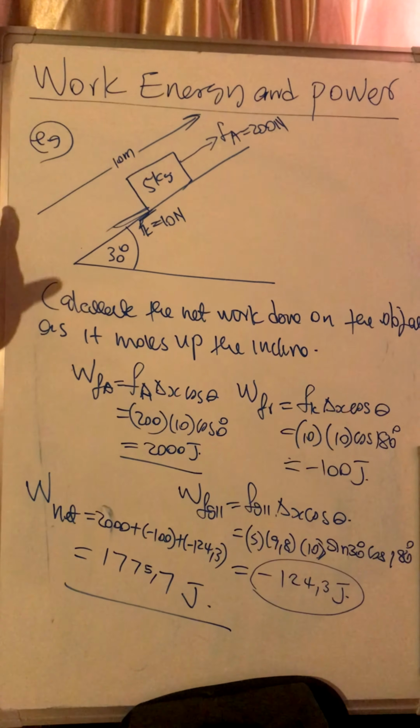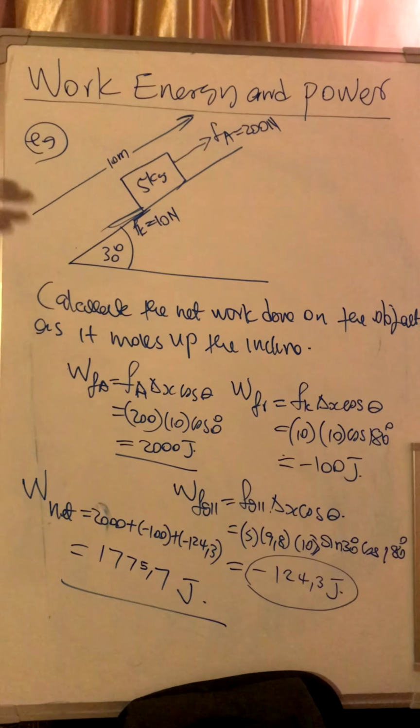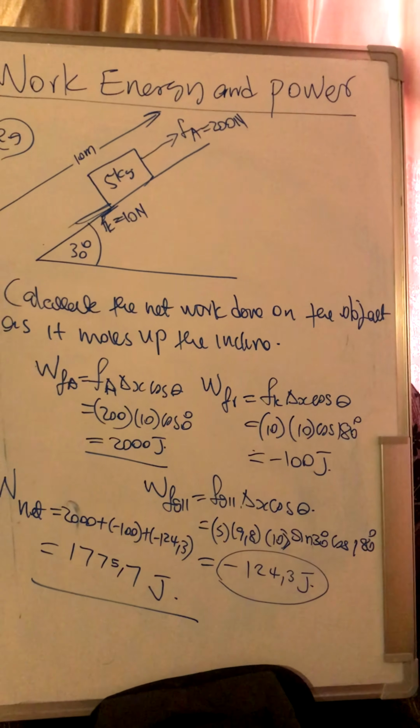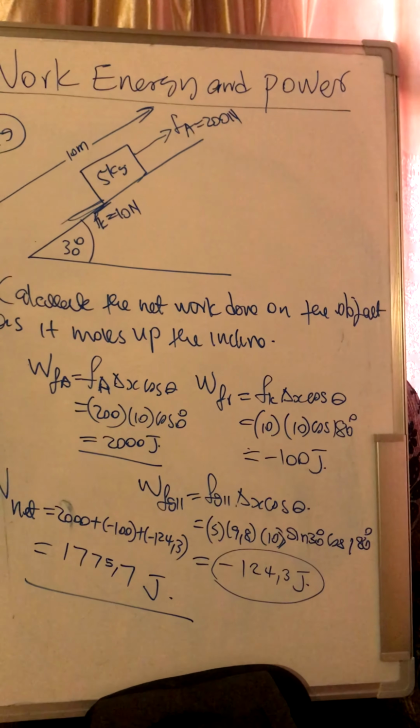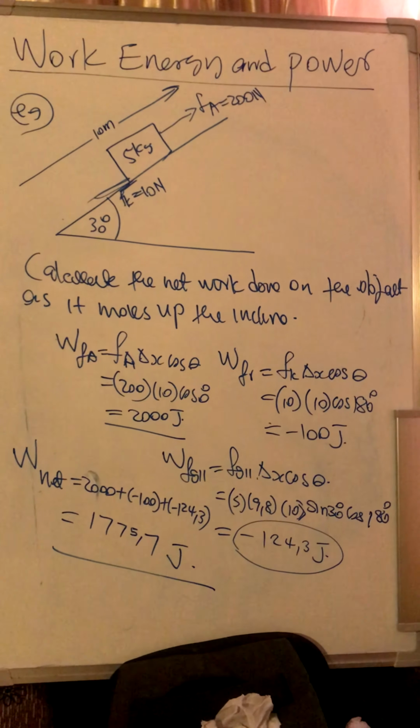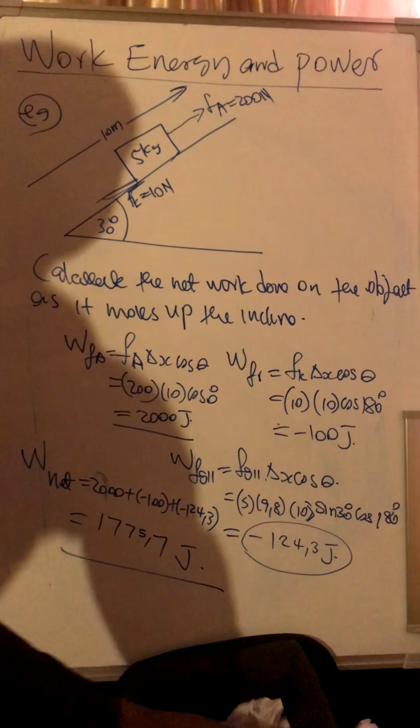You do the work done by applied force, work done by friction, work done by FG parallel. After you add everything, therefore, when you add everything, it will give you the net work done on the object. Now, let's go to the last example.